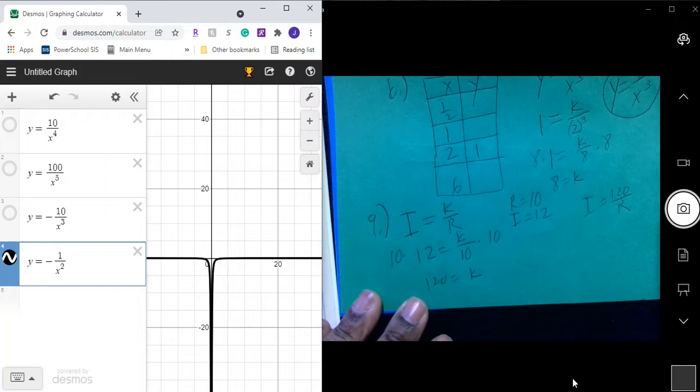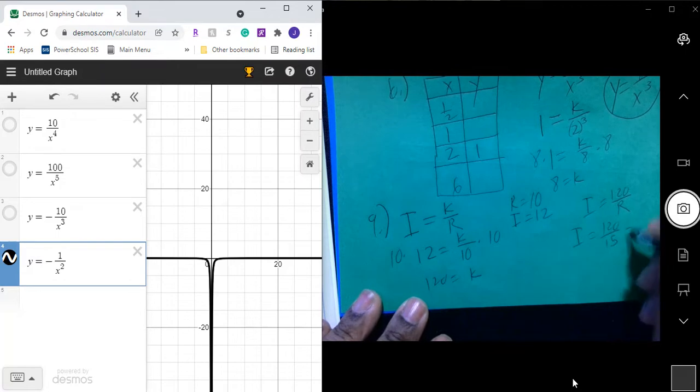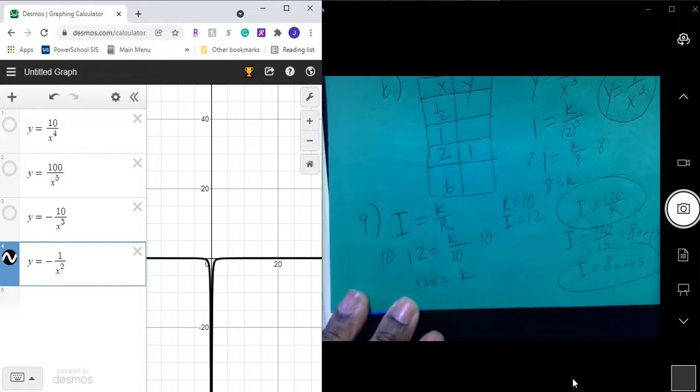Now this is one part of our answer. Now it says determine the current in a circuit containing a resistance of 15 ohms. So what we would do is substitute in 15 for R. So we have 120 divided by 15, which will give us 8 amps. So I is equal to 8 amps. So both of these, the formula and also the final answer.